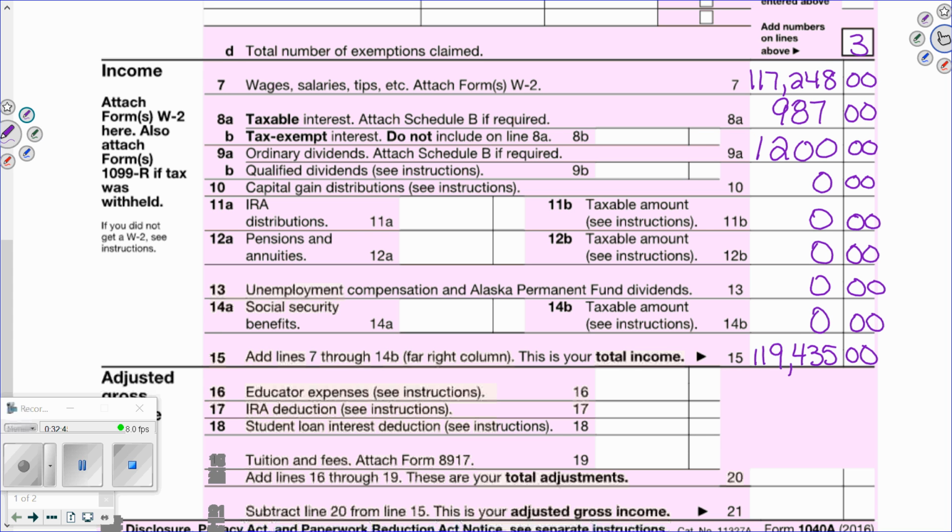Perfect. $119,435. Questions so far? This isn't so bad, is it?